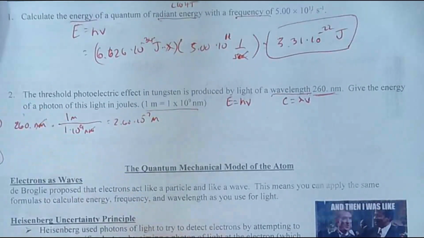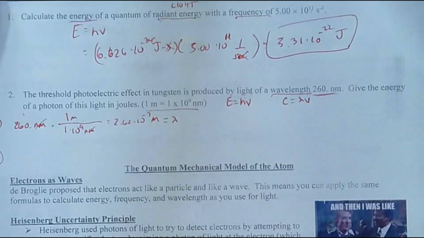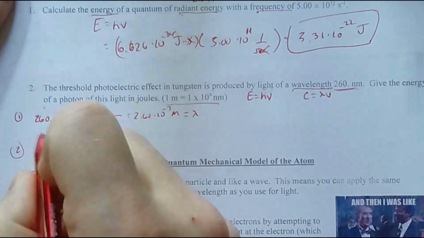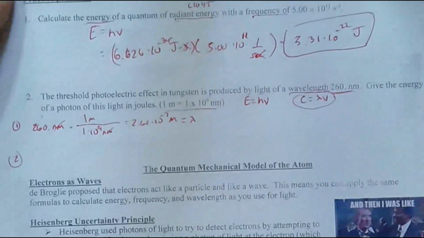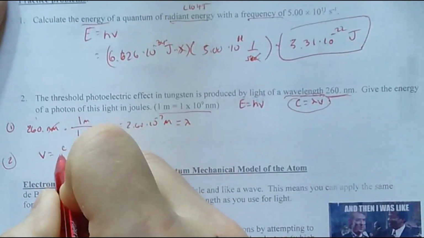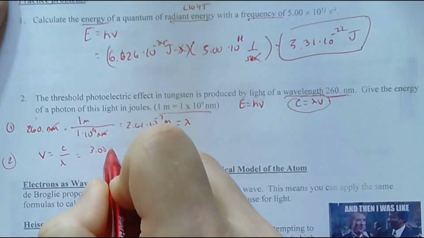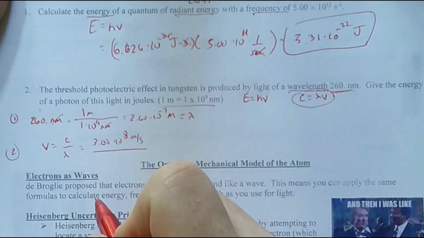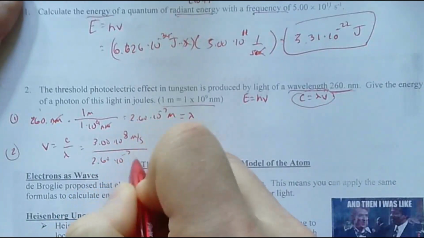The second step is, now that we have the wavelength, we've got to convert it from wavelength to frequency. We're going to use the first equation to do that. If we want to figure out the frequency, that is just going to be c over wavelength. So the speed of light, 3.00 times 10 to the 8th, divided by that 2.60 times 10 to the minus 7th.